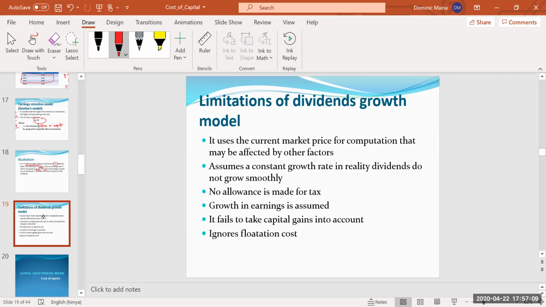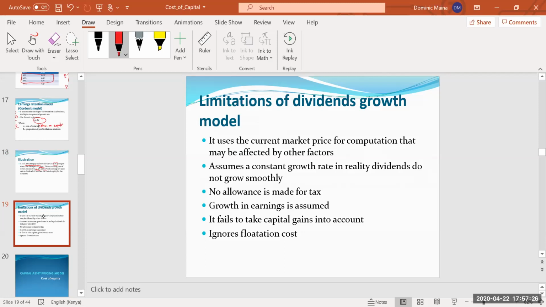So that's why that first point is, it assumes a very simplistic assumption, that the market value of an equity share is purely influenced by those factors. However, there are many factors that do influence the market value of an equity share.